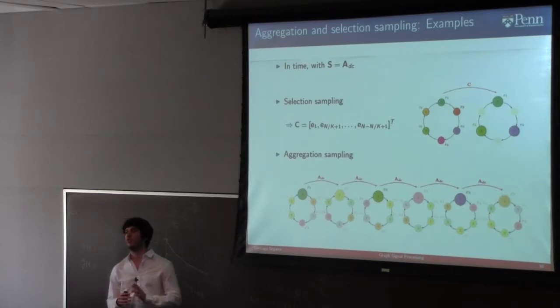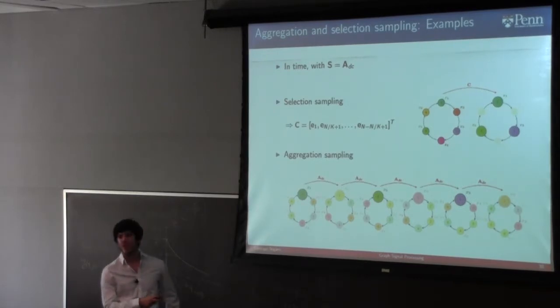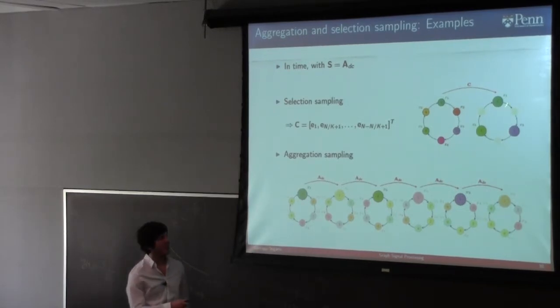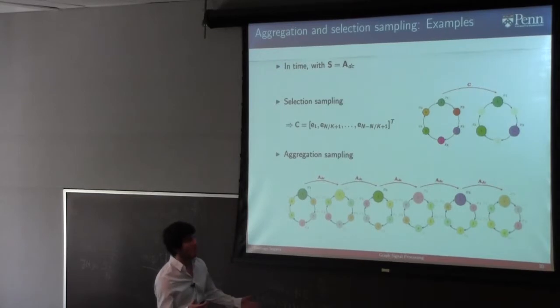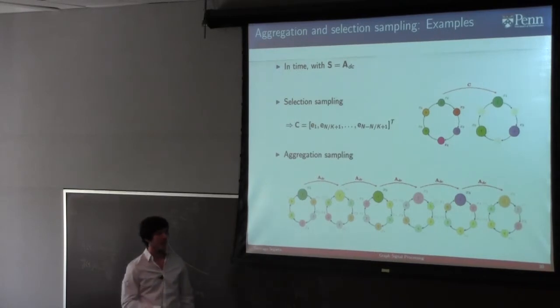So let me illustrate these two, selection and aggregation sampling, in time. And in time, they're actually the same thing. That's the beauty of it. Say that you have this time signal and you want to do selection sampling, which is uniform sampling. You say, I will pick nodes 1, 3, and 5 to sample here. That means I pick the blue, purple, and green values. That would be selection sampling, probably the most intuitive way to extend sampling.